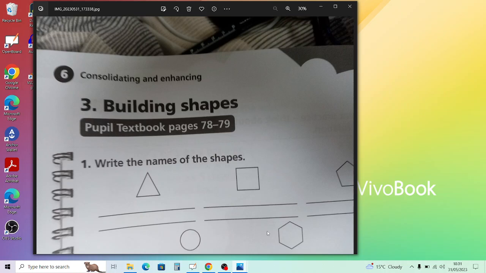3, count the shapes and fill in the missing numbers. So they're just about counting. And then level B, which I say is normally a little bit harder. So draw a straight line to cut an angle from the hexagon. How many angles does the new shape have? Trace the picture and cut out, try as many ways as possible.